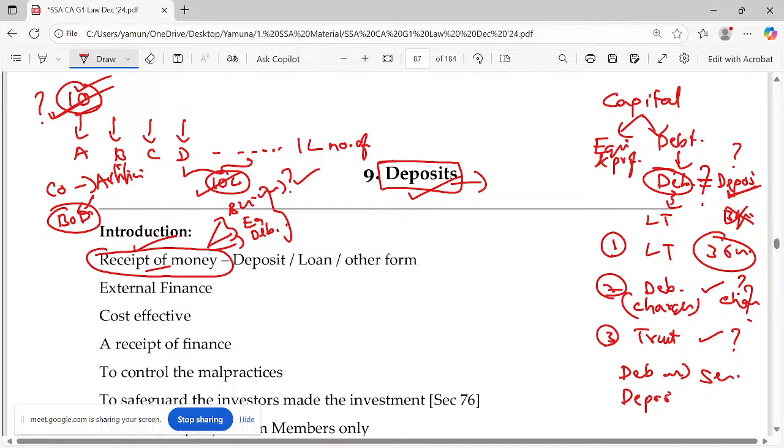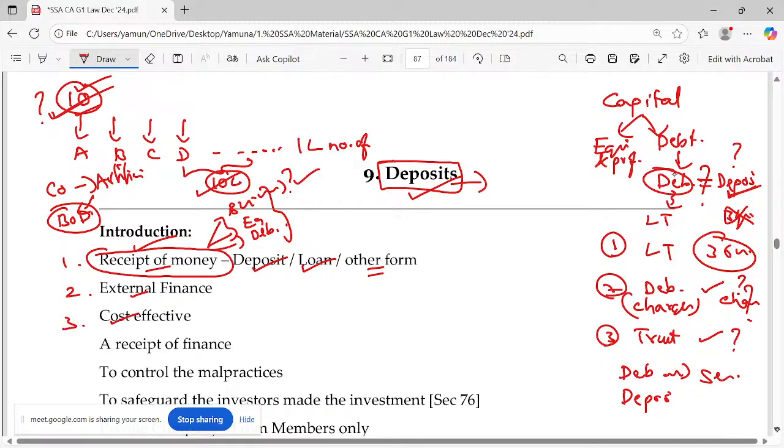So likewise, all the other provisions are discussed in law. We'll discuss it. We'll go for a very general introduction. First, please understand that a deposit is nothing but receipt of money. It can be in any form: deposits, loan or any other form. It's treated as external finance and it's cost effective also.